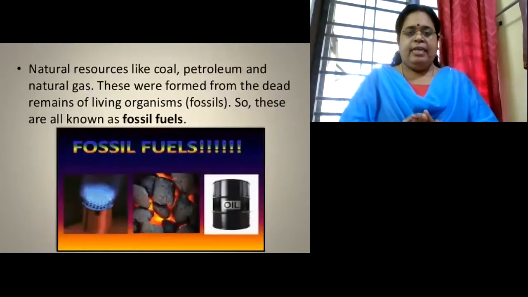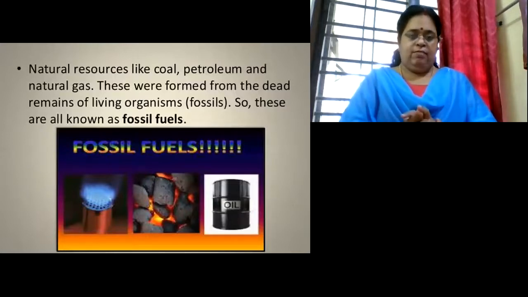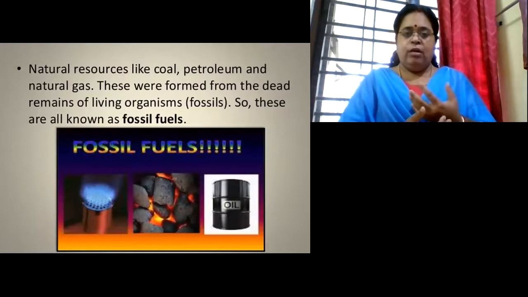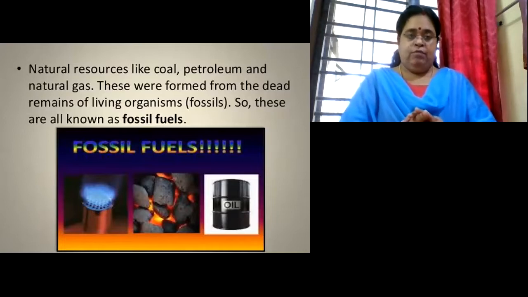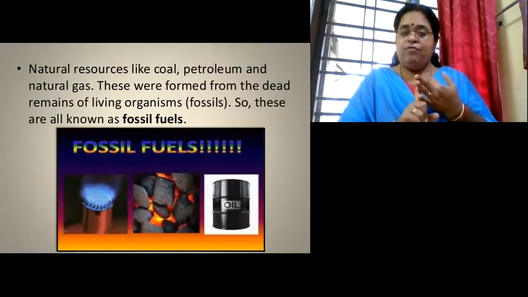The next topic that I want to tell you all is about the fossil fuels. Now, what are fossil fuels? Fuel, you all know. Fuel means something that we are using for burning purpose. Like wood is a fuel. So like that we have got many other fuels also. But we are going to learn specially about fossil fuels. What are fossil fuels? Some natural resources like coal, petroleum, natural gas, etc., that were formed from the dead remains of living organisms are called the fossil fuels.